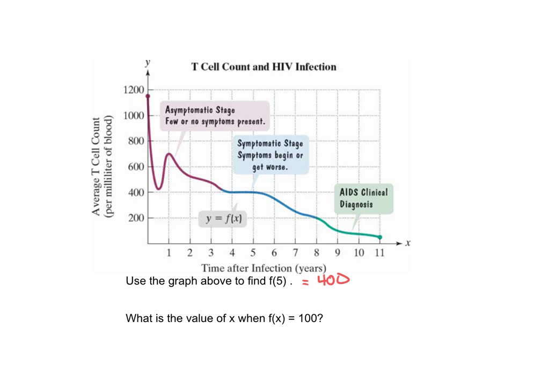So f of 5, what does that really mean? Thanks, Francis. The 5, yeah, so it's saying after 5 years, what's the average T cell count going to be? So after 5 years, the average T cell count would be 400 per milliliter of blood. So that's the context there.